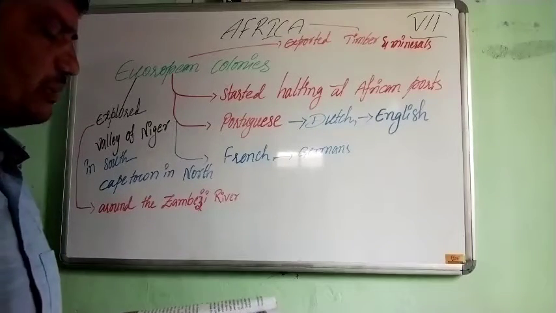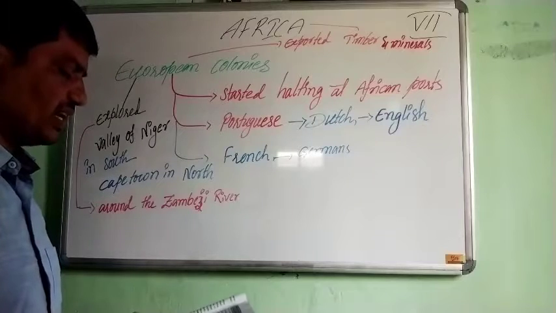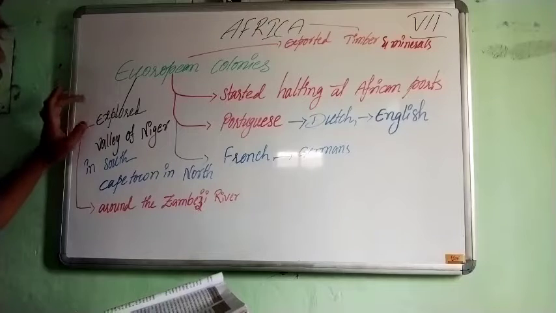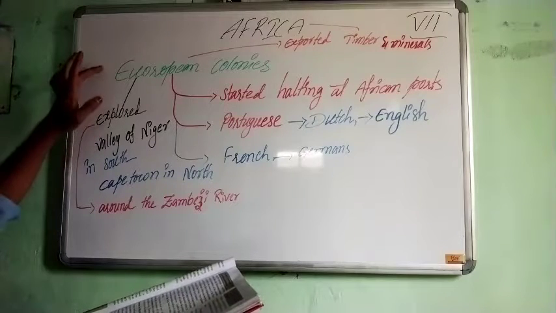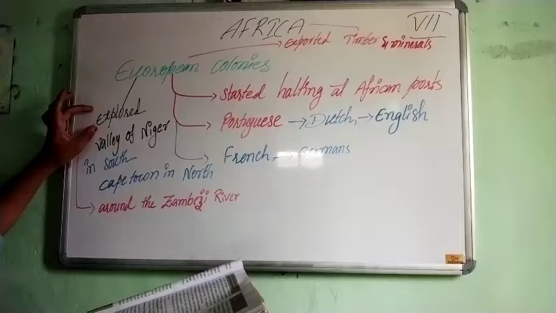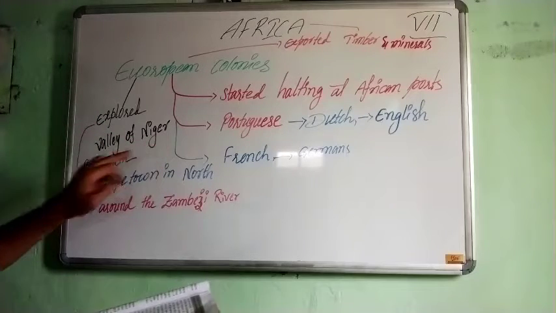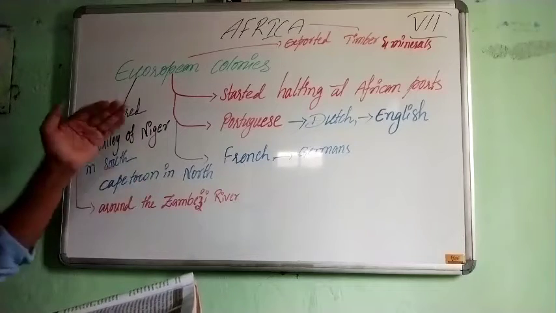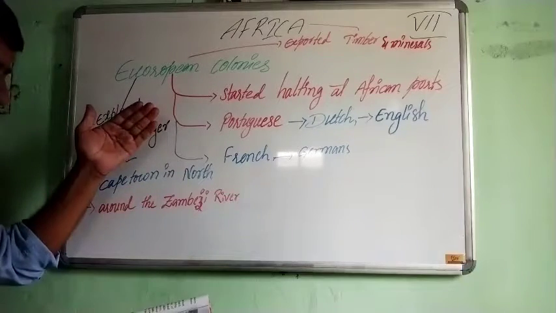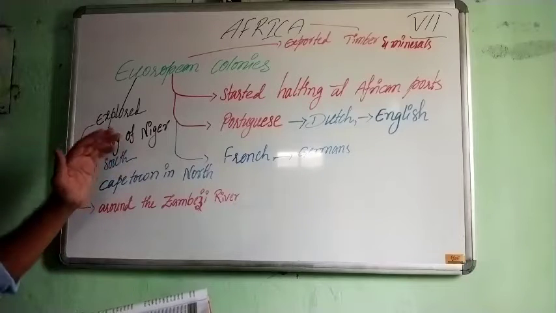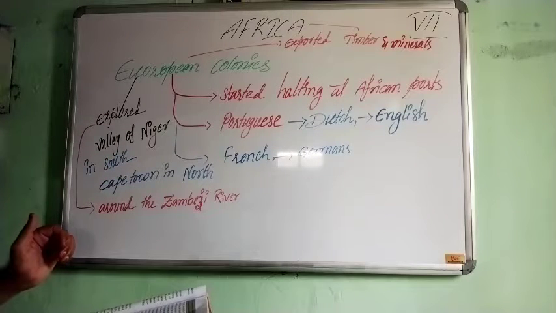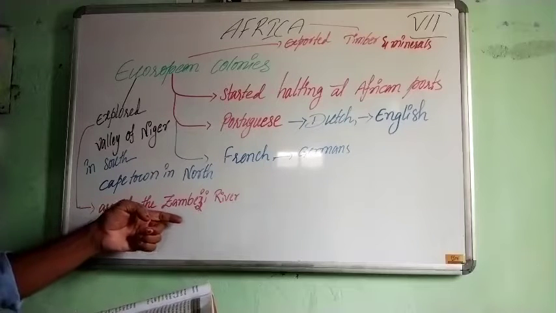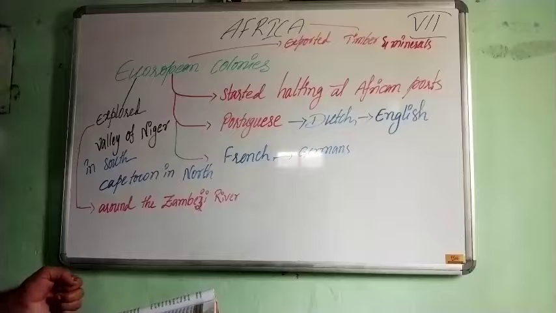Along with attempts to build their colonies in Africa, the Europeans continued to explore. These Europeans explored the valley of Niger and Cape Town, and they explored the region around the river Zambezi.